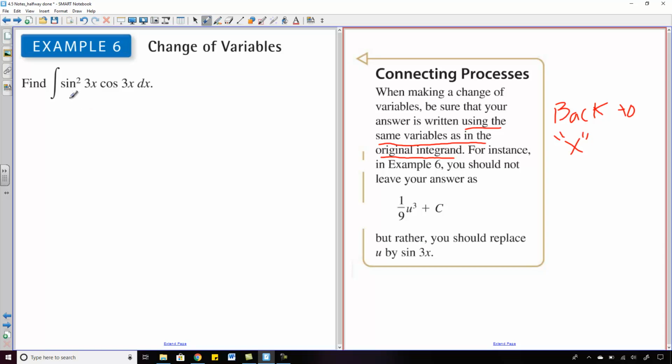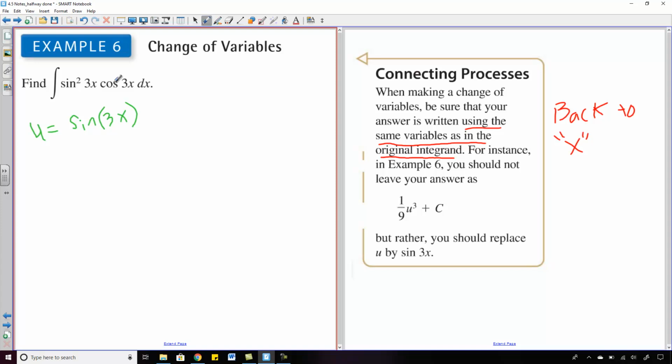So here I see sine of 3x and cosine of 3x, but sine of 3x is squared. So when in doubt, pick the u to be the inner, and this sine is all squared. So sine of 3x is your inner. You can't pick just 3x to be your inner because there's no just a 3. There is a product here.